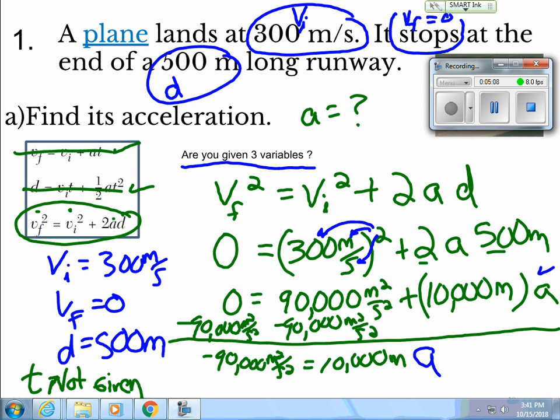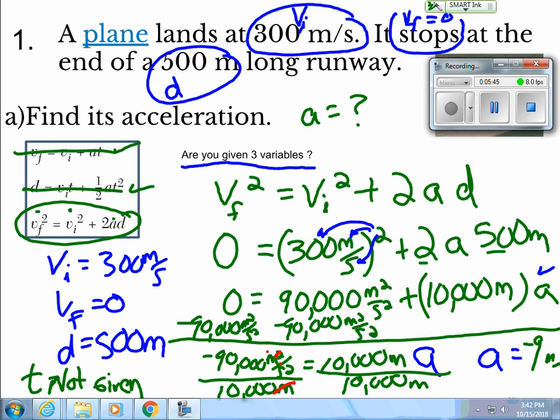I'm going to write that in a different color. How do I solve for A? I have to divide by 10,000 meters on both sides. Watch the units. This M cancels with one of those M's. So now my unit is a meter over a second squared. And this divided by the other one would be A. A is equal to -9 meters per second squared.